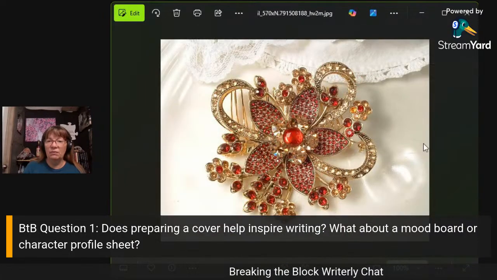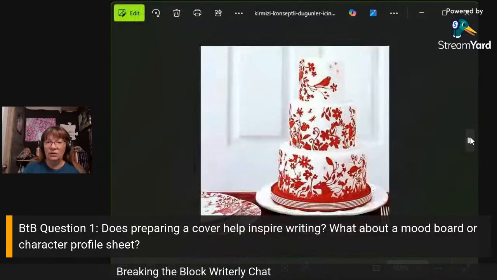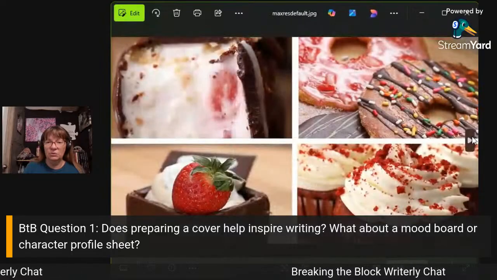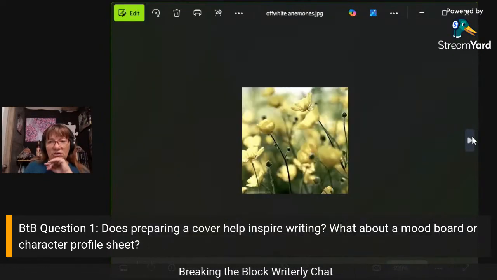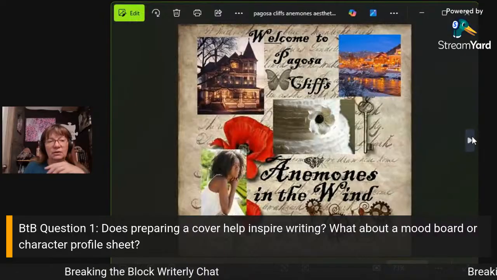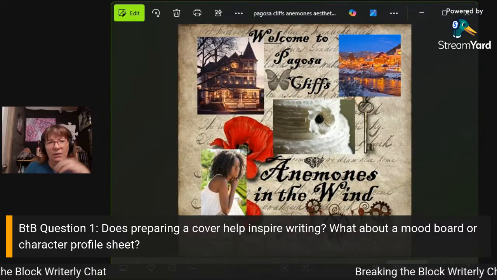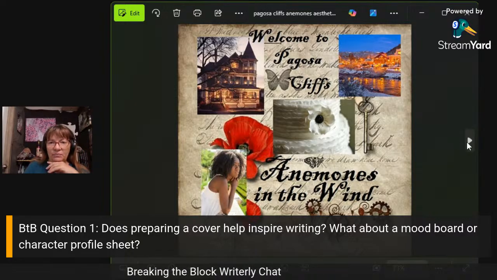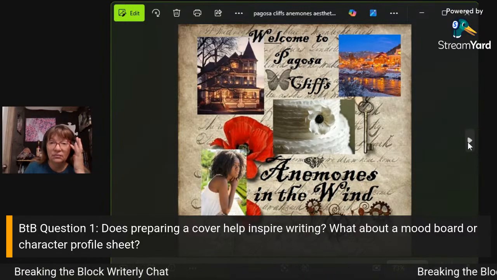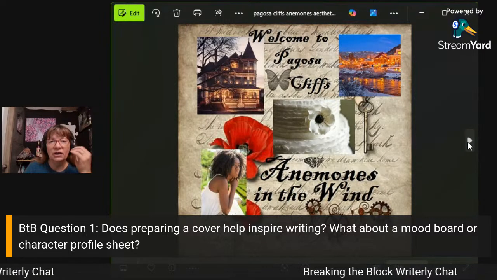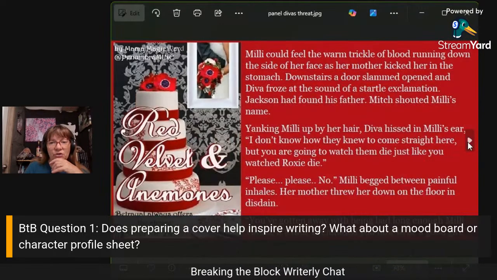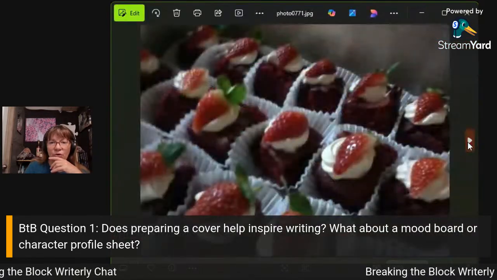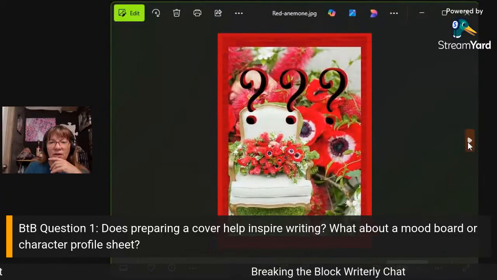I found a picture of a piece of antique jewelry that I used in the book. Just all these kinds of things to help keep the whole vibe of the book running while I was writing. It's a way to break through that barrier when you don't know where you're going, you don't know what you're doing, you don't know what direction you're going to go.